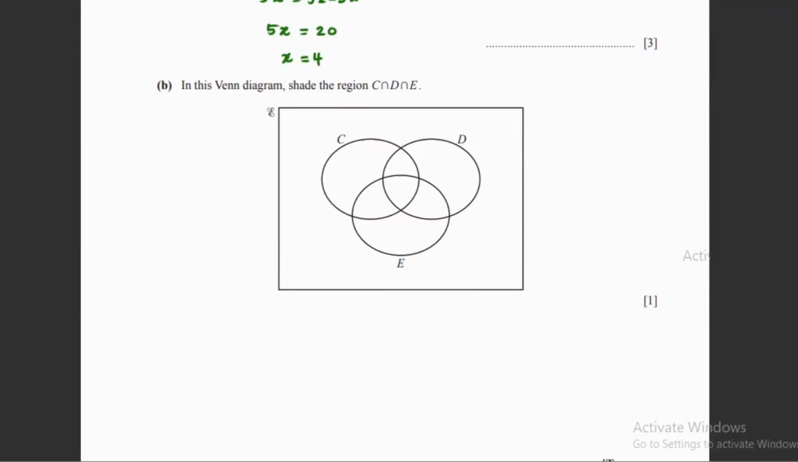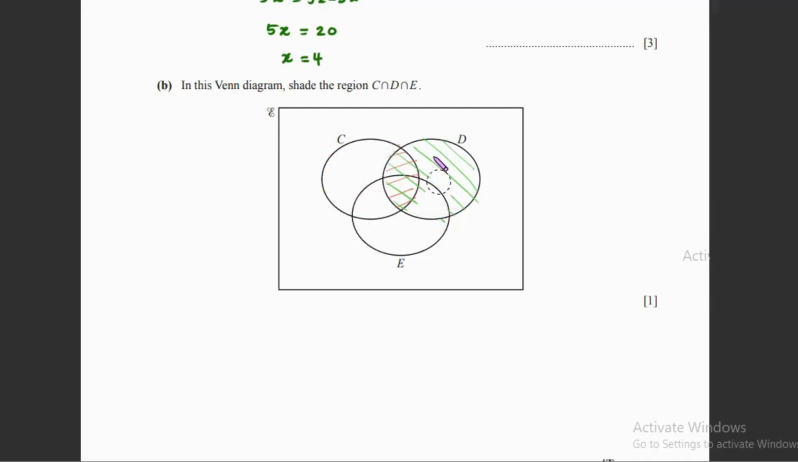In this question, we are supposed to shade in the region which is C intersection D intersection E. It means that it's going to be the overlapping region for C, D, and E. The overlapping region for C, D, and E is going to be the region in the middle. The way it should be found is, we are going to first shade in C intersection D. C intersection D will be the region that is overlapping for C and D. So D is going to be this circle. So the region that is overlapping for C and D is the region that we have in the middle here.